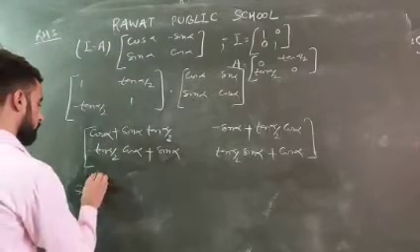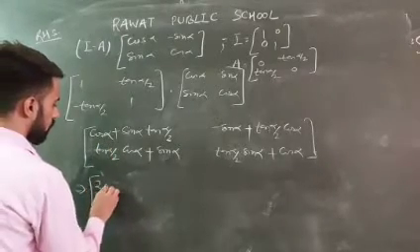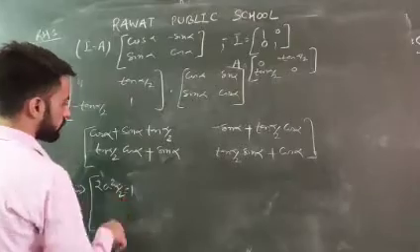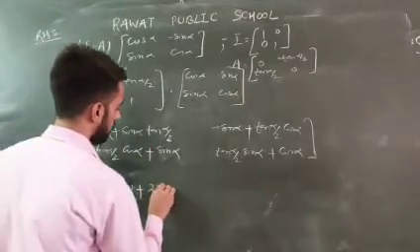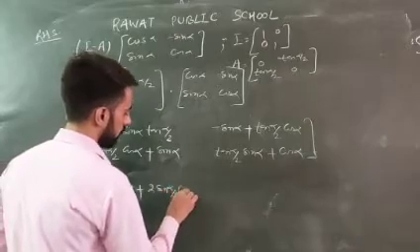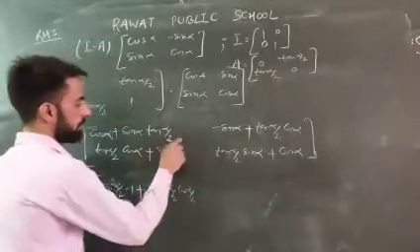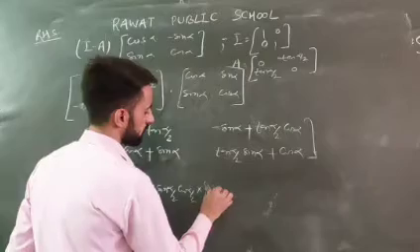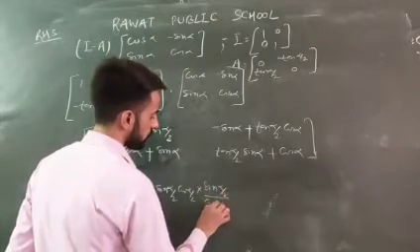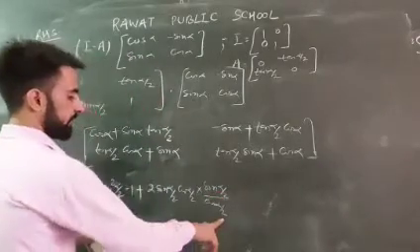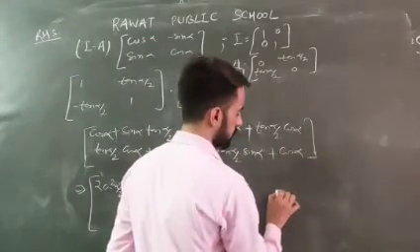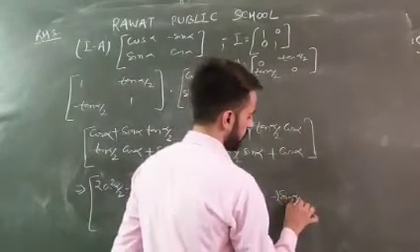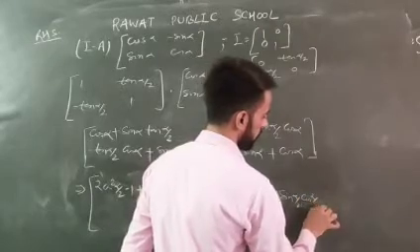Cos alpha can be written as 2 cos square alpha by 2 minus 1, plus sin alpha can be written as 2 sin alpha by 2 cos alpha by 2. Tan alpha by 2 can be written as sin alpha by 2 upon cos alpha by 2. This is the first element. Now the second element: minus sin alpha, so it can be written as minus 2 sin alpha by 2 cos alpha by 2.